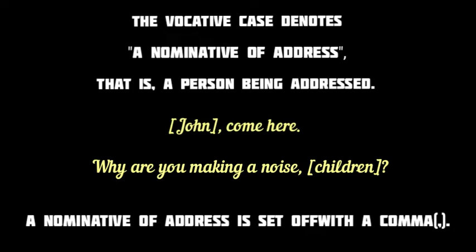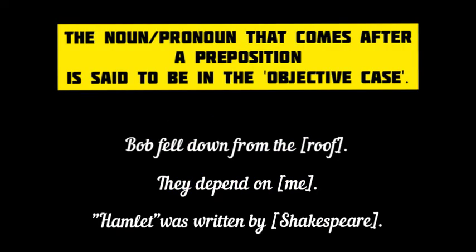It's called a nominative of address. A nominative of address or a vocative is generally used in imperative or interrogative sentences. In the first example, John come here, John is being addressed, so it's in the vocative case or the nominative of address in this sentence. And in the second example, the speaker is asking a question directly addressing the children, so the noun children is in the vocative case. Now learn some more about the objective case.